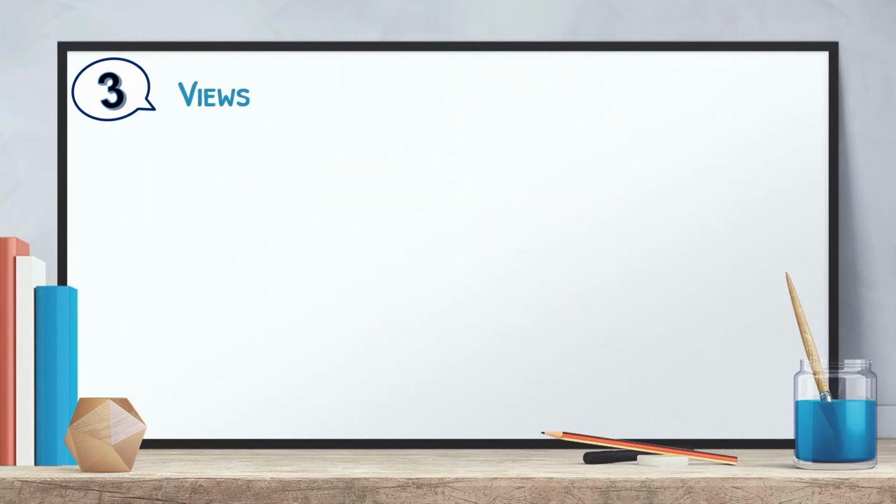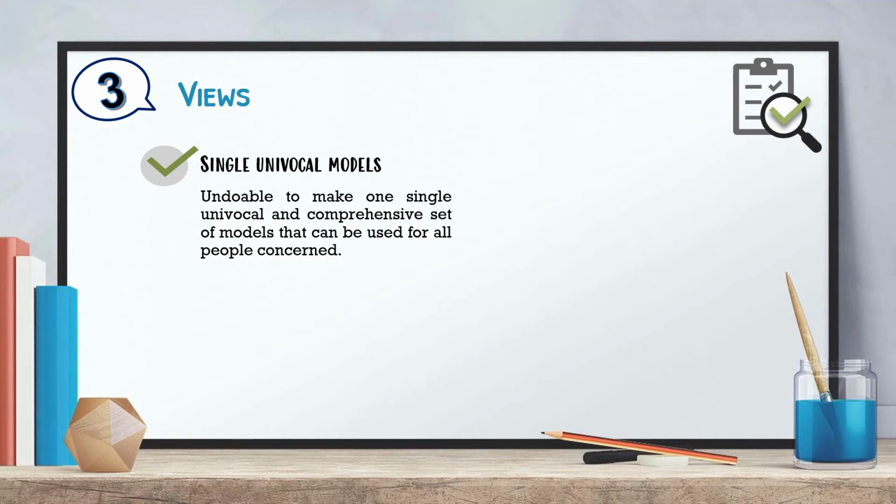Now, when using enterprise architecture as a planning and steering instrument, this instrument should reflect complexity, the complexity of the execution of an enterprise's strategy. We know that it involves many processes, a lot of departments, and a lot of information systems. As a result, it is almost undoable to make one single univocal and comprehensive set of models which can represent and be used for all people concerned.